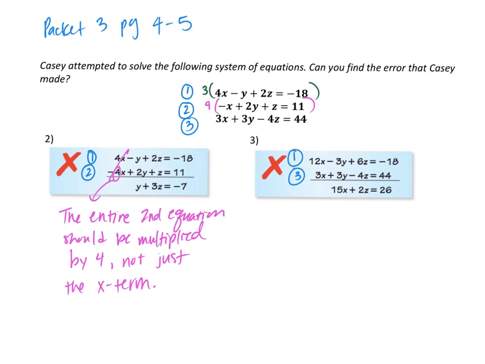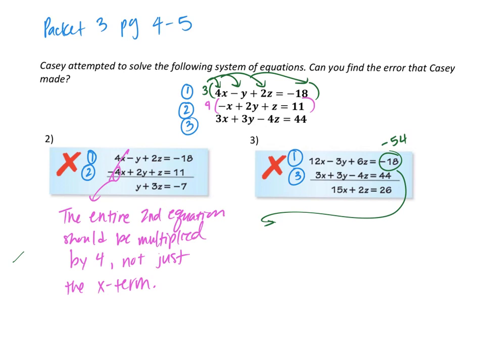But we have to multiply every term. So if I multiply the next one, the y by 3, I should get a -3. So they do have that. If I multiply 3 with 2, that should give me 6, and they do have a 6z. But -18 times 3 should have been -54. This should have been a -54, but it isn't. So that last number on the other side of the equal sign did not get multiplied. So that's the mistake here.